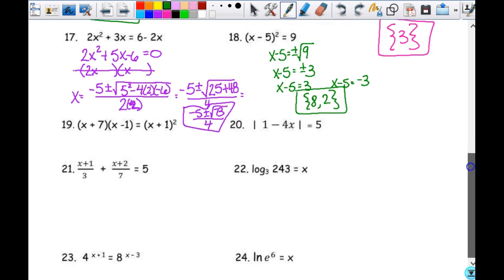All right. I'm going to FOIL these. So x plus 7 times x minus 1 is going to give me x squared. Then we get plus 7x minus x, so this is going to give me plus 6x minus 7 equals x squared plus 2x plus 1. So when I subtract x squared from both sides, those go away. And then I can move my 2x over here, so I'm going to get 4x equals 8, which means x equals 2.